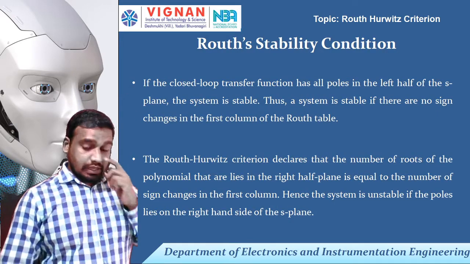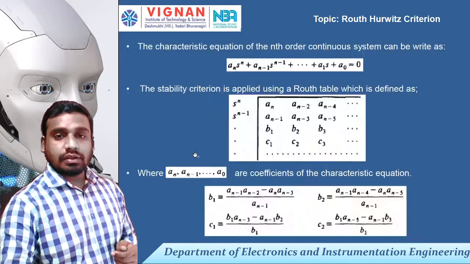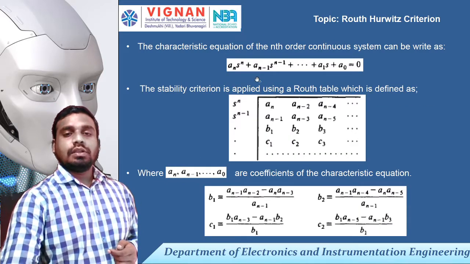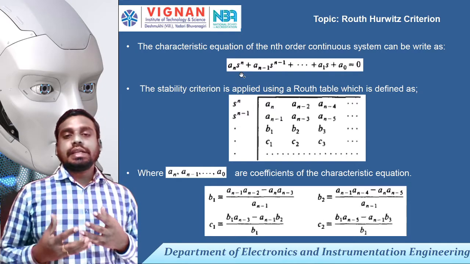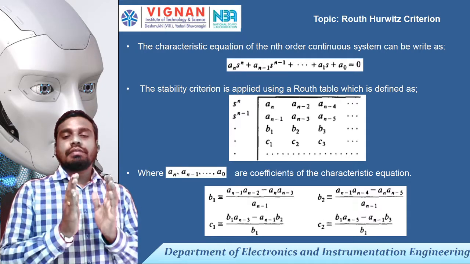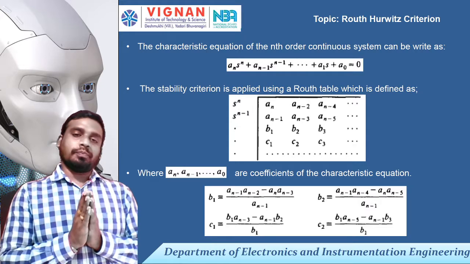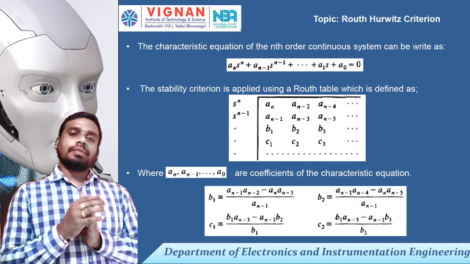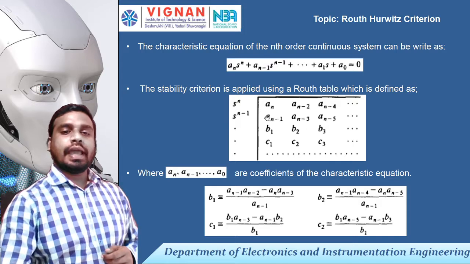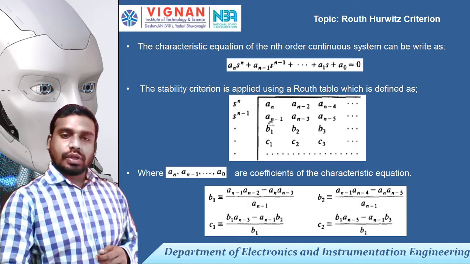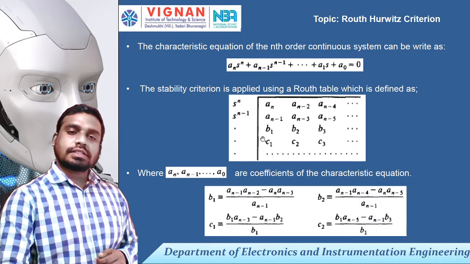So basically, once you estimate this Routh table, the stability is something we need to check with the sign of the first column. See, the first column here is an minus 1, B1, C1, right? So here if you observe, all the signs are positive.